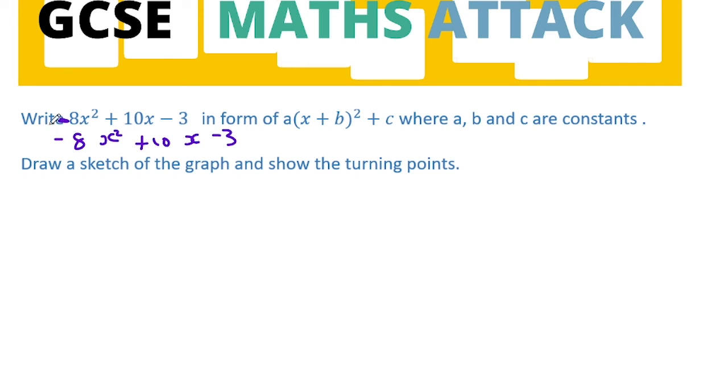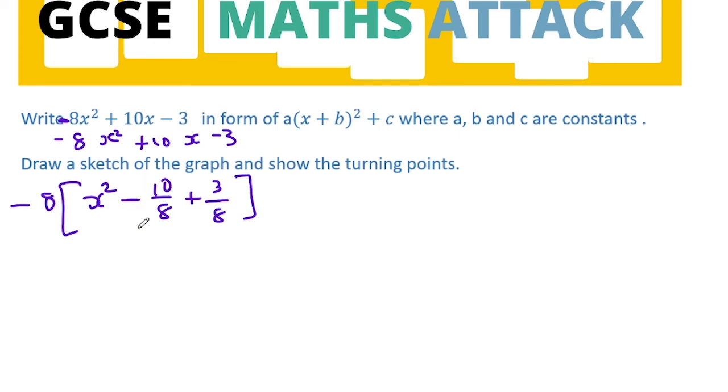Okay, so the first thing I'm going to do is factorize the 8, as well as the negative. So I'm going to take the minus 8 outside. I'm left with x squared, and the sign over here changes to a negative, so whatever was positive will go to negative. So it'll be negative 10 over 8, and then it will be positive 3 over 8.